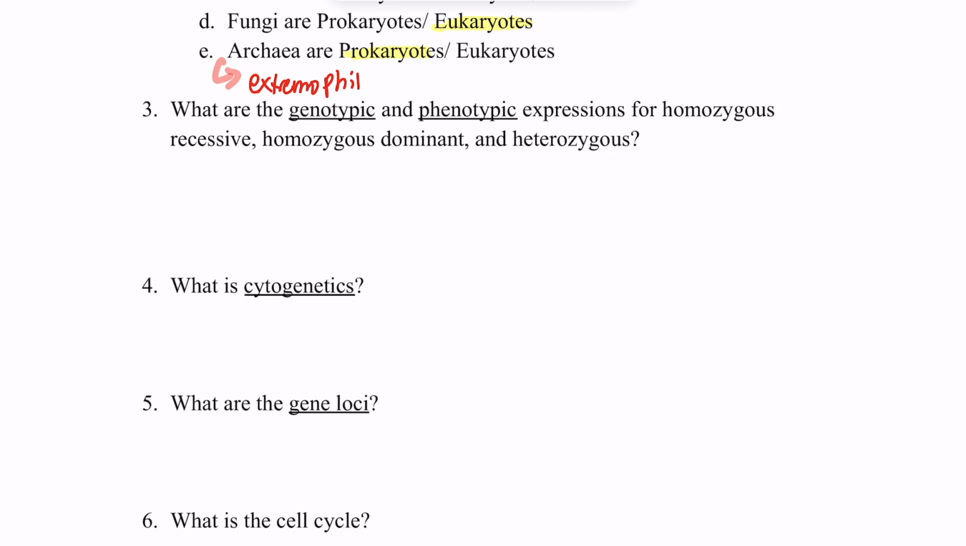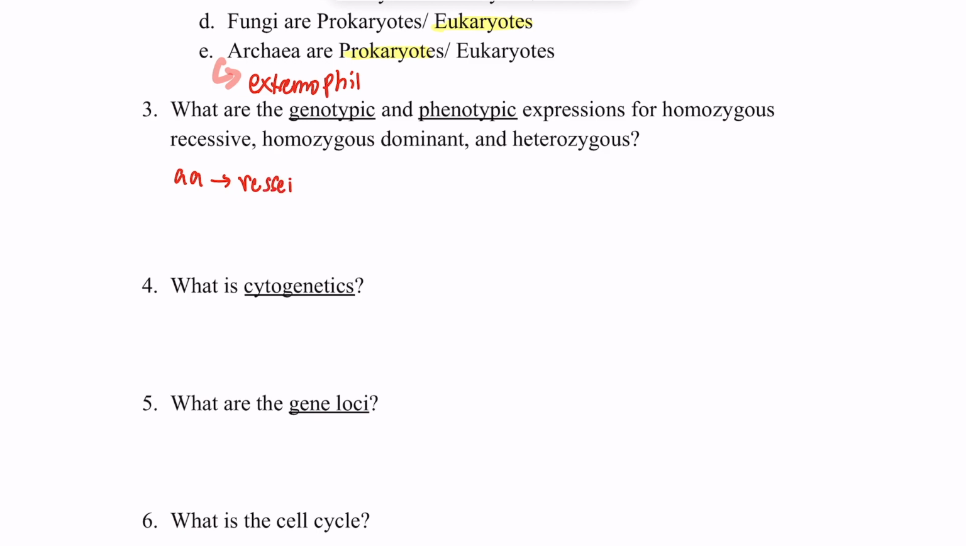Number 3, what are the genotypic and phenotypic expressions for homozygous recessive, homozygous dominant, and heterozygous? What they mean by genotype is going to be our codes, which are typically going to be represented as our alleles. So homozygous recessive is going to be little a. This is genotypically what it looks like. And then phenotypically, we're going to express the recessive trait.